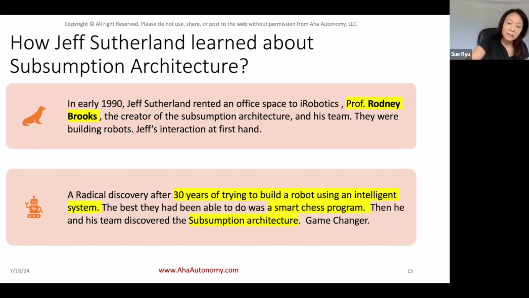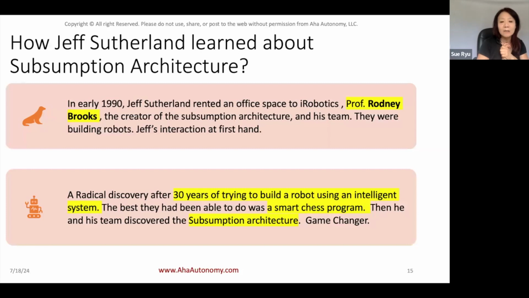Back in the 1990s, Jeff Sutherland rented his office space to a company, iRobotics, where Professor Rodney Brooks and his team were building a robot. Professor Rodney Brooks is the creator of the subsumption architecture. Jeff had a first-hand experience with the robot. He saw it running around, walking around, hanging around in the office, and he was just amazed at how it was doing all that. So one day he asked Professor Rodney Brooks how it works.